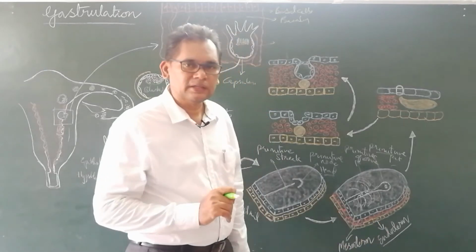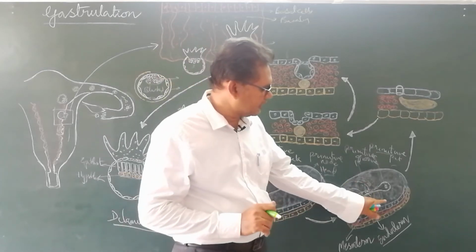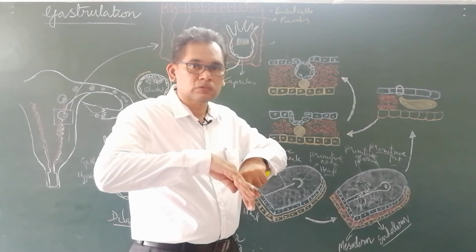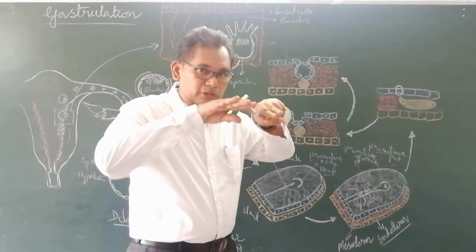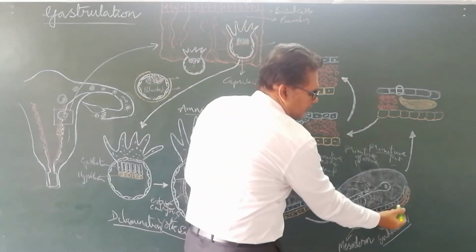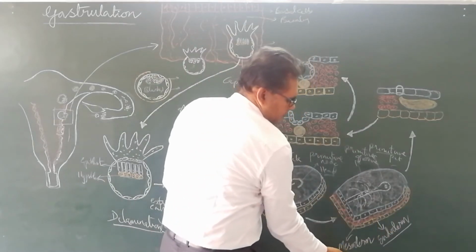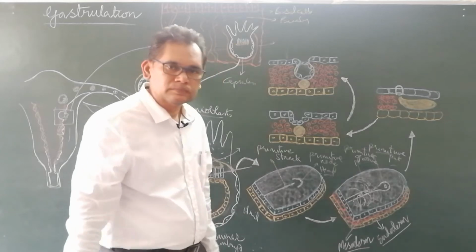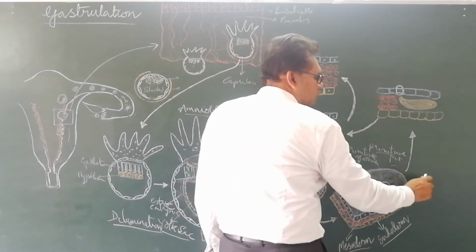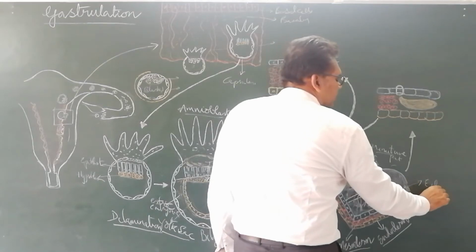Then what happened? Some of the epiblast cells again move through the neural groove, move forward and form another layer. This layer is called the mesoderm. Now the remaining layer is called the ectoderm.